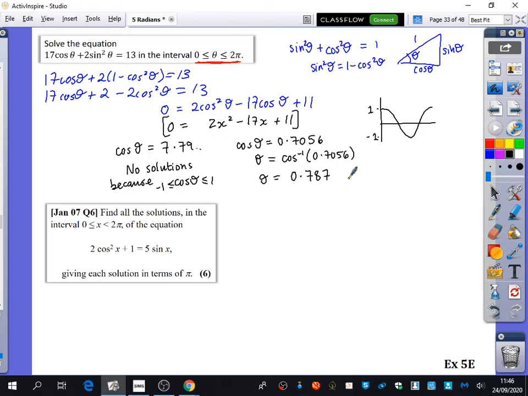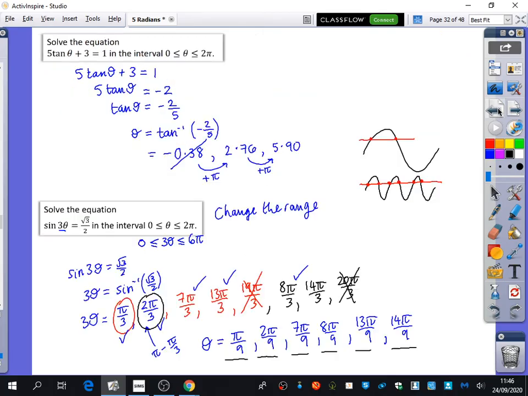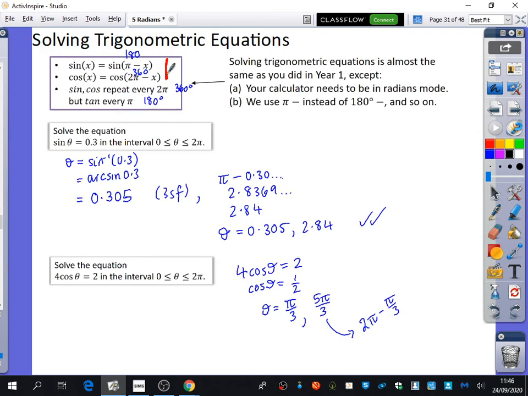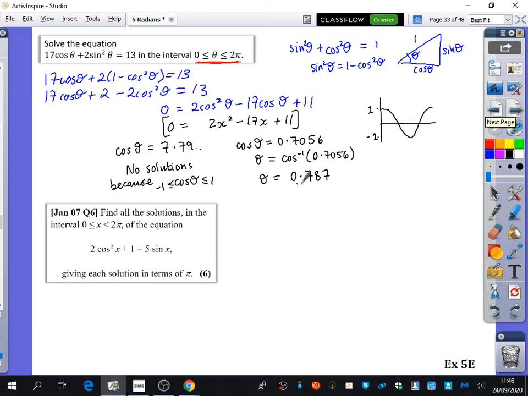How do I find the other solution for cosine? You could add 2 pi to it, but that's pointless because it's going to go outside of the range. It's 2 pi minus this answer, okay? If you can't remember these, you'll have them in your notes. You've got 2 pi minus the one that the calculator gave you. So you're going to literally just type in 2 pi minus 0.787, which is 5.496. Okay, I'm going to be safe and do them both to 2 decimal places. So we have 0.79 and 5.50 as my solutions, to 2 decimal places.